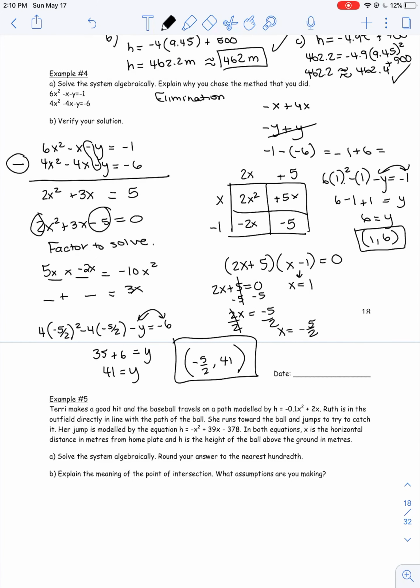To verify, we can always plug these into the other equation to see if left side equals right side. So that would be our verification. We would see for the first equation, if we plug in those both points, do they equal negative 1? And for the second equation, do they both equal negative 6?